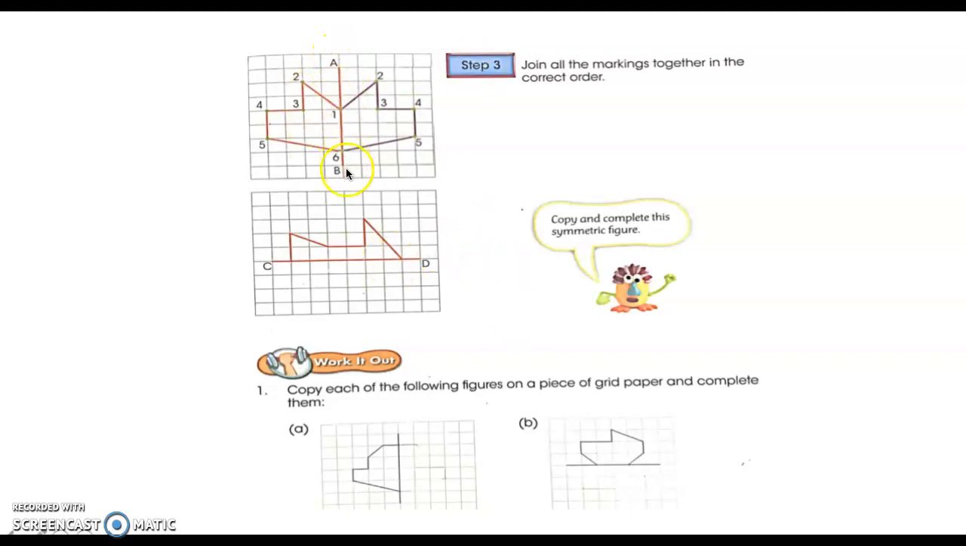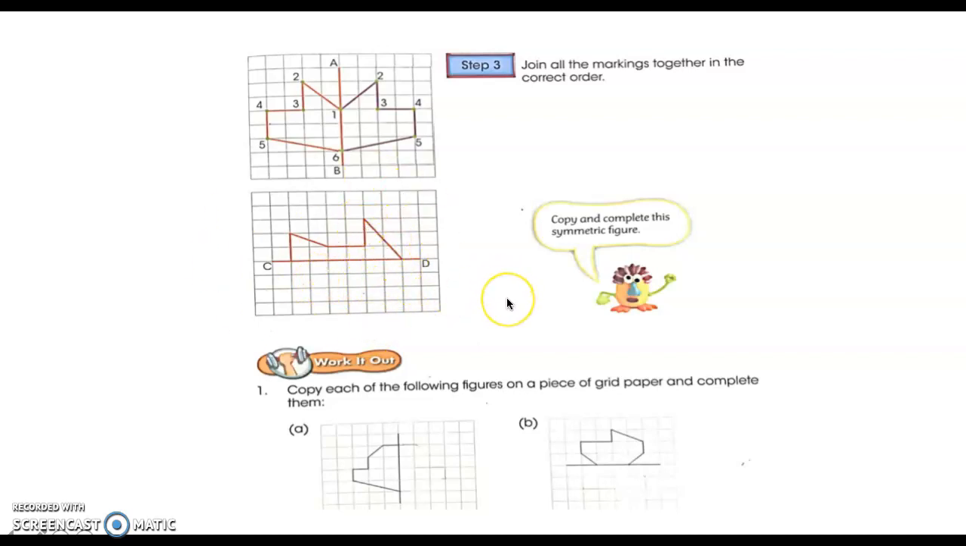Now this is the line of symmetry, the mirror line, and now there are 2 identical sides which can overlap each other without any deviation. So that figure is symmetrical, right?